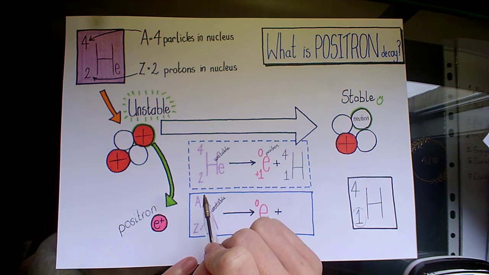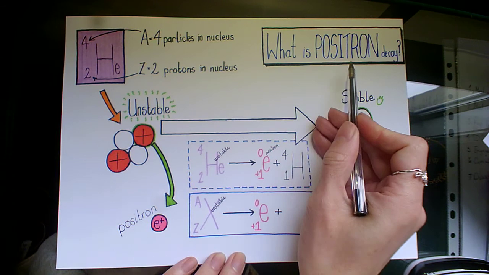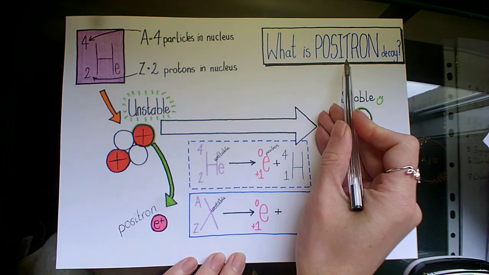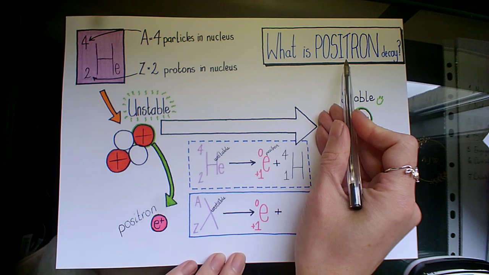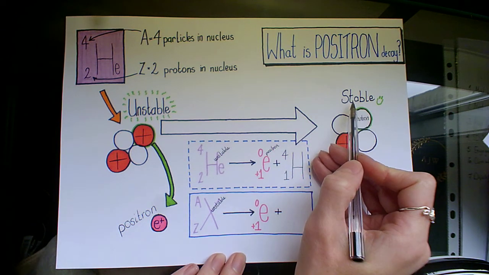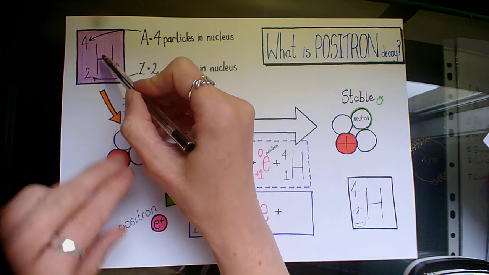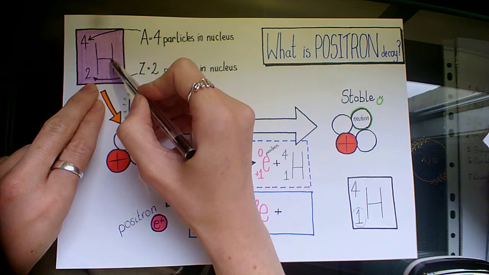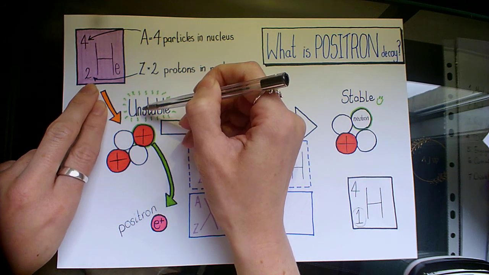Video number 4, where we're going to look at positron decay. And this is the fourth possible option that an unstable nucleus could take in order to become stable again. So in this example, I've used an atom of helium as our start point, as our unstable nucleus.